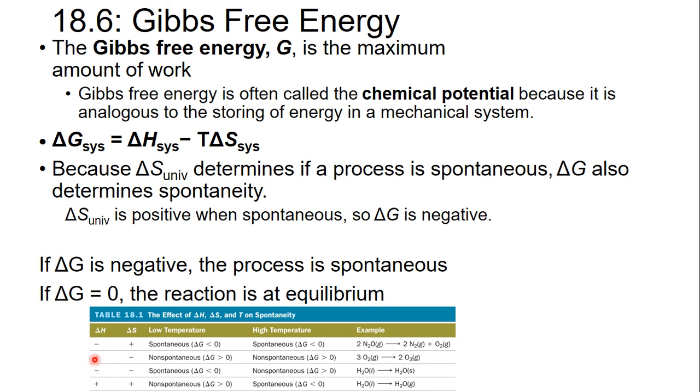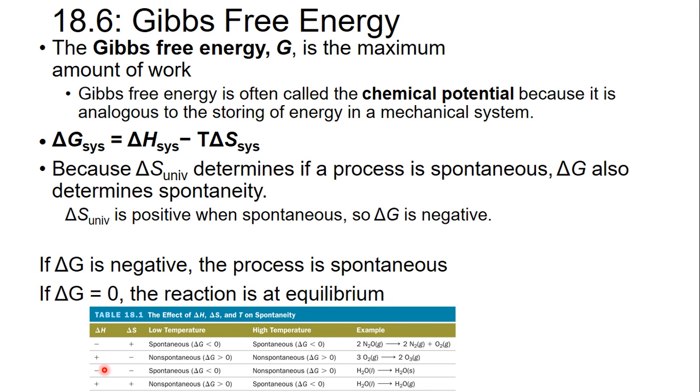What if your process is endothermic? It absorbs heat, and delta S is negative, so you create order. Well, this is the opposite. Since you're absorbing heat and creating order, this process would never be spontaneous because delta H is positive, and if delta S is negative, negative times a negative is a positive. A positive and a positive added together will always be a positive.